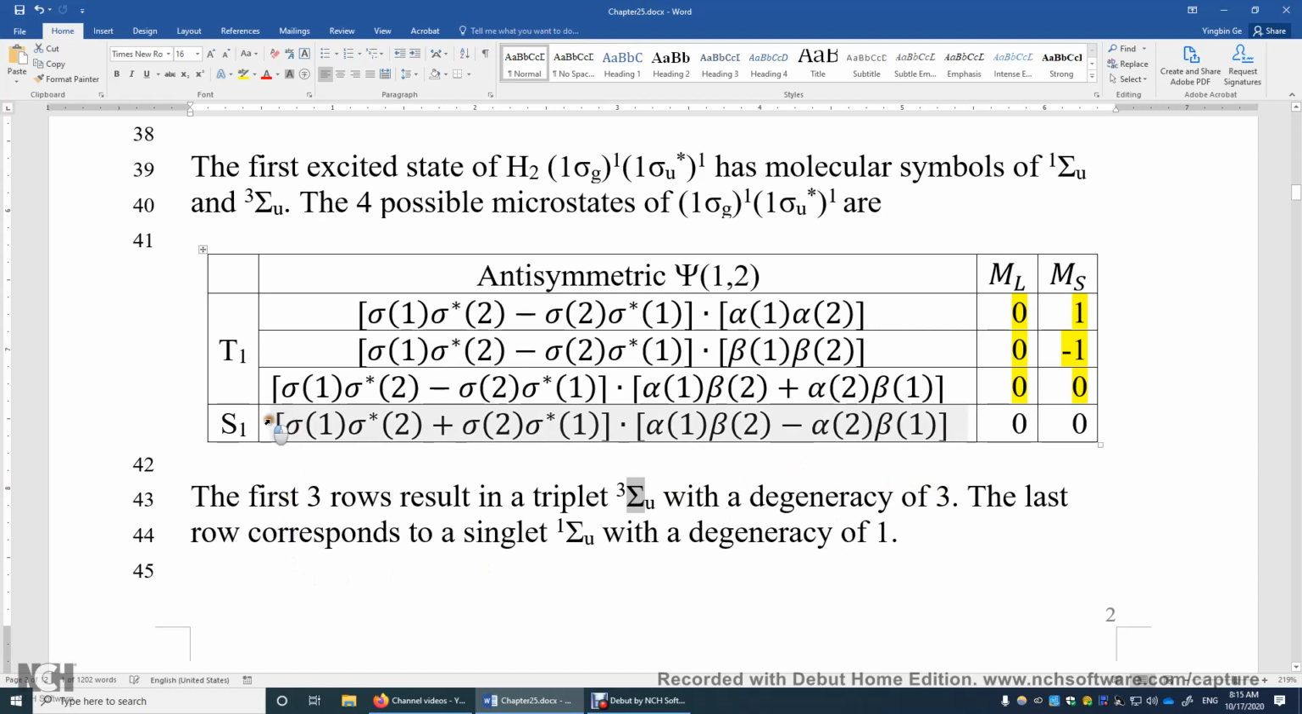The last row over here is a singlet. It's 1Σu as well, with a degeneracy of 1. So why do you see a u here and a u here? Well, it's 1σg and 1σu*. So really you need to multiply this g with u. g times u is u.